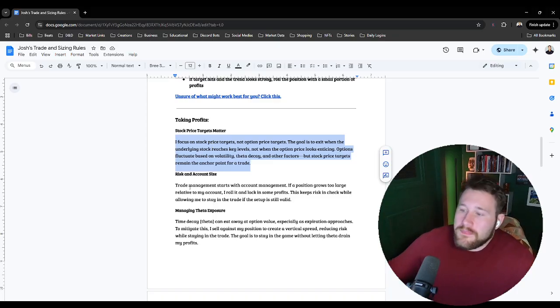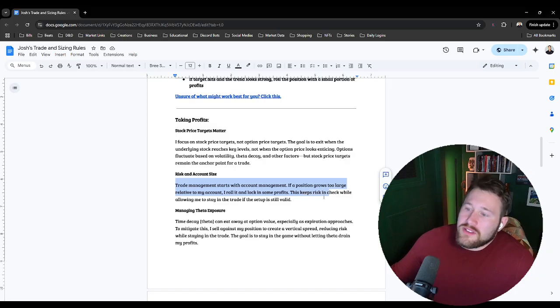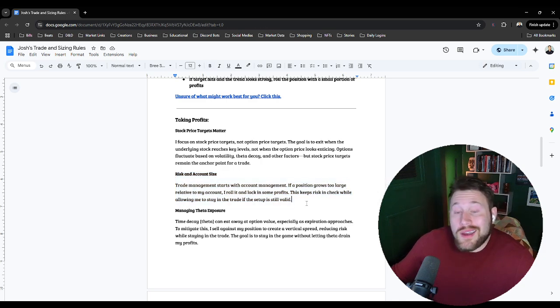Risk and account size. Trade management starts with account management. If a position grows too large relative to my account, I roll it and lock into profits. This keeps risk in check while allowing me to stay in the trade if the setup is still valid. So this really only applies to small accounts, right?